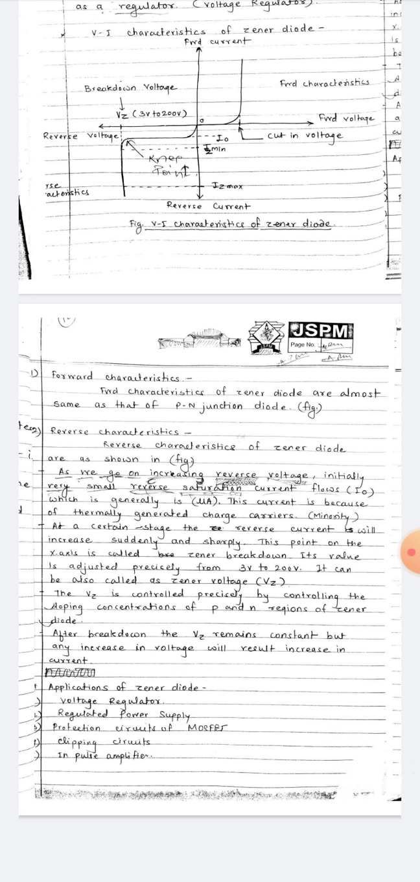Then the applications of the Zener diode are given. It is used as a voltage regulator, it is used in a regulated power supply. Then protection circuit of MOSFET, clipping circuits, and in pulse amplifier. So this is all about today's lecture.